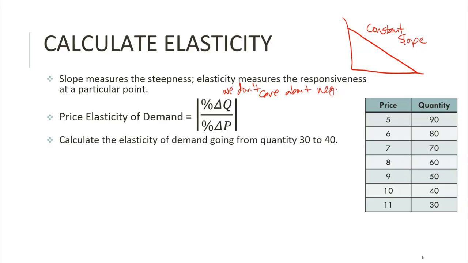So we're going to calculate first the elasticity of demand, going from a quantity of 30 to 40. So 40 is going to be our new value. 30 is going to be the old value. Price 10 is going to be the new value, and 11 is going to be the old value.